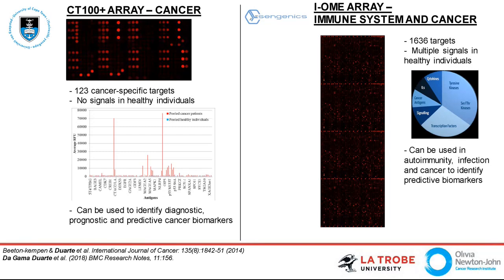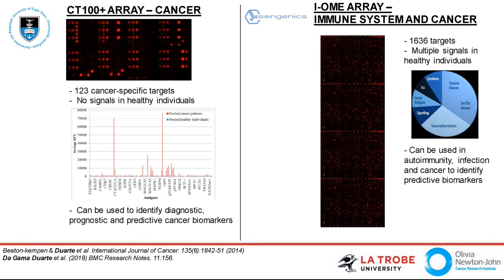So when you're looking at identifying diagnostic, prognostic, or predictive cancer biomarkers, you should do this usually with a cancer-specific array, just to avoid confusion. But sometimes if you need a more broad discovery-based approach where a larger array is better, then you should look at something like the IOM array. Also important when you're looking at anything like autoimmunity or immune-related toxicities that sometimes mimic autoimmunity.